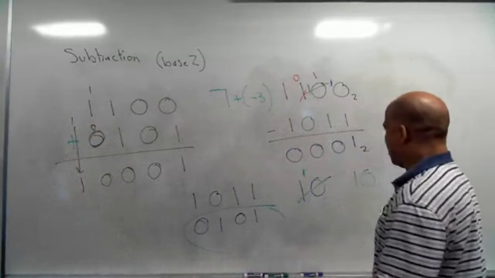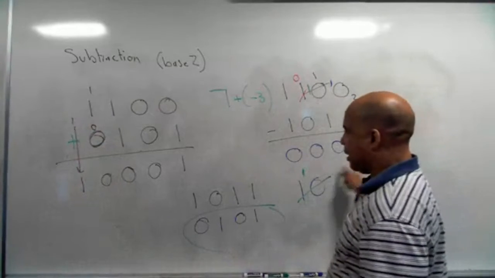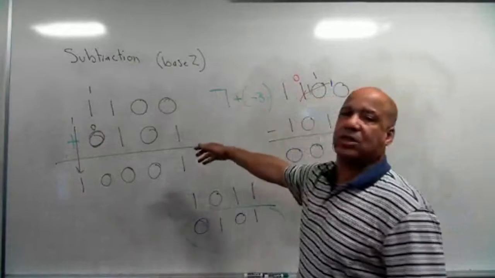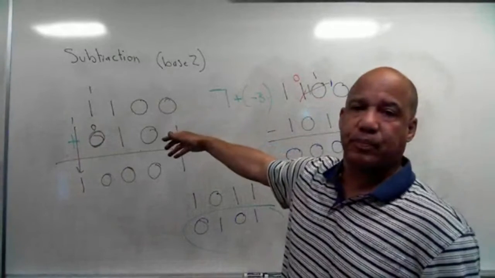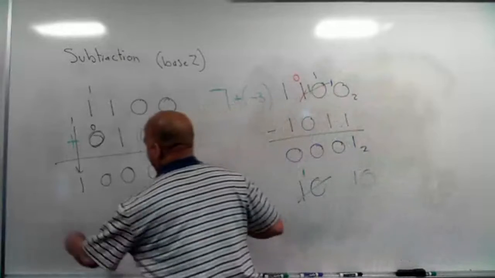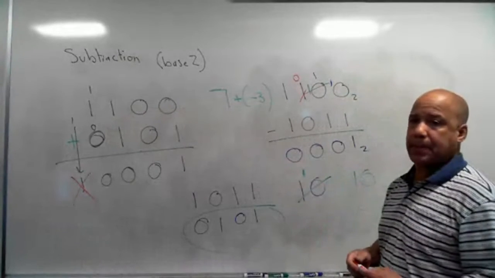Well, if you look at this, you say, well, hold on a second. Here I got 0, 0, 0, 1. Here I got a 1, 0, 0, 0, 1. But what happens is, this is called 2's complement subtraction. What you do is you throw away the carry bit, and you got the same number.